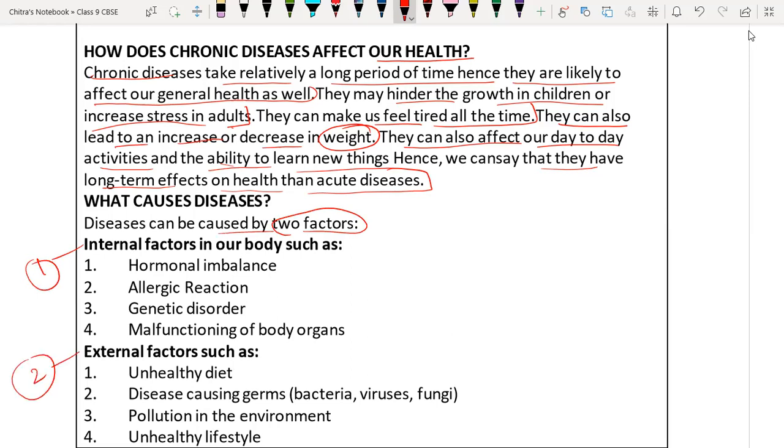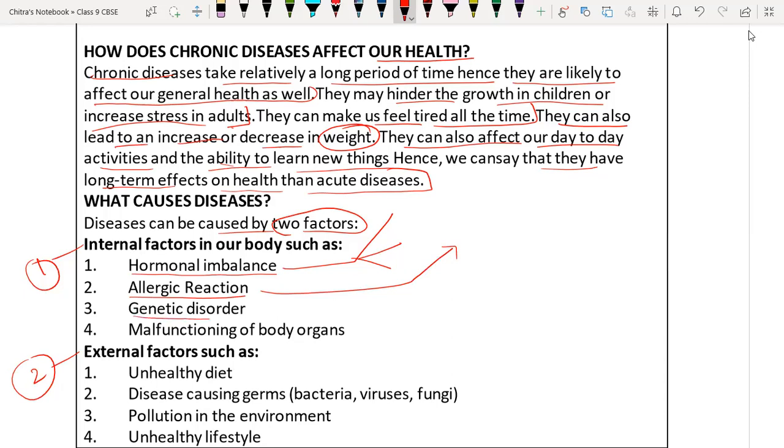So what are internal factors? Generally hormonal imbalance. If hormonal imbalance takes place in a male or female, it may lead to many different kinds of diseases. Allergic reaction. Most people have allergies, like from flowers, some fragrances, from the bad smell of a public toilet. Most people have allergies from such things.